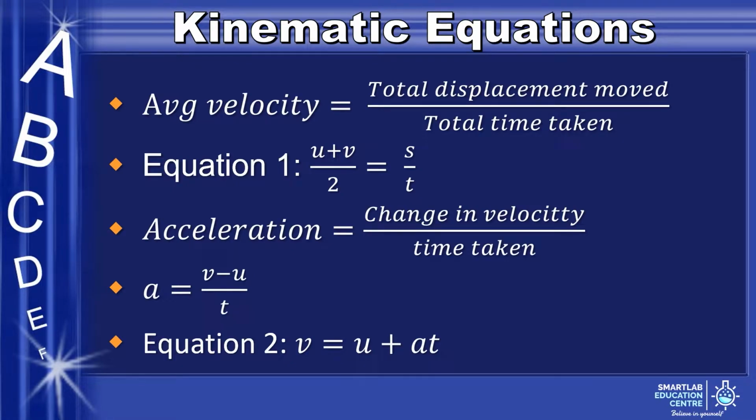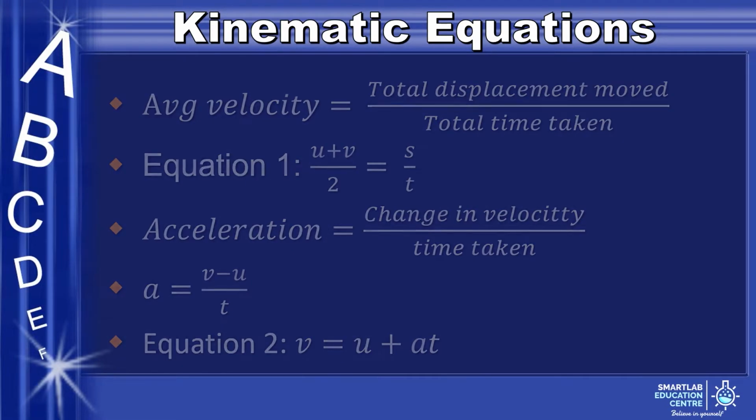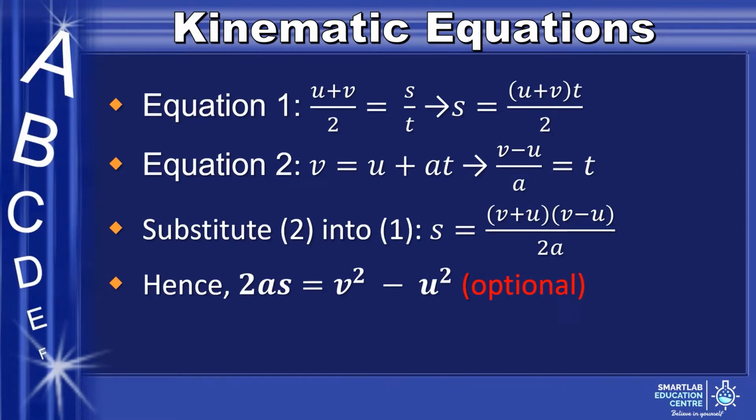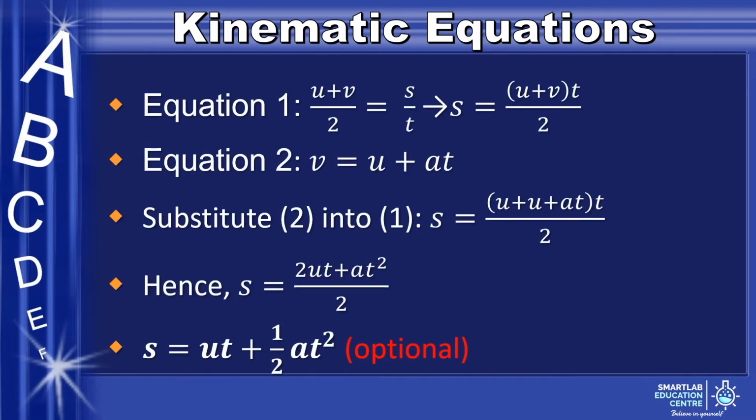The following two equations are optional to learn. But it shows that both equations are derived from equations 1 and 2. Here is one equation. In this scenario, time is not given. Next we have the derivation of the next equation in which the final velocity is not stated.